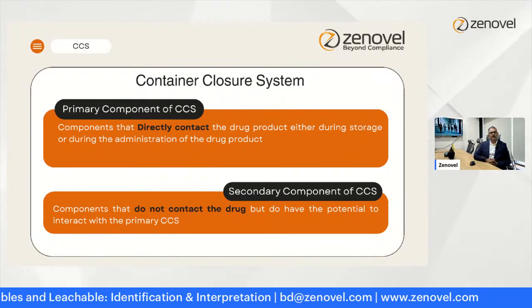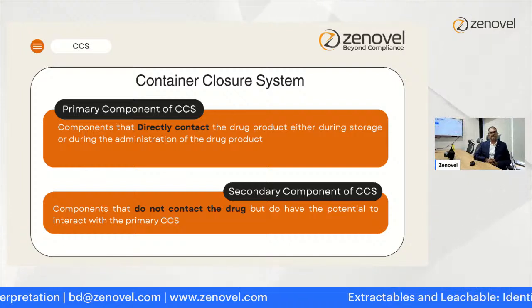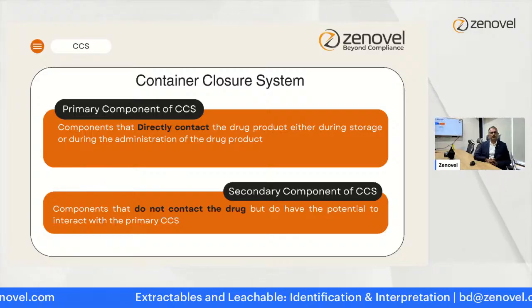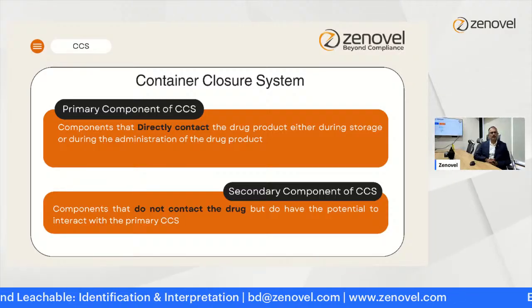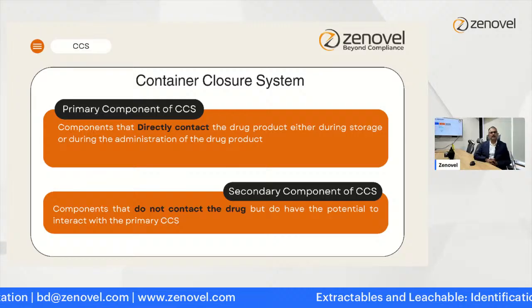We have two kinds of container closure system: one is the primary component and the second is the secondary component. First we will see what the primary component is. The components that are directly in contact with the drug product, either during storage or during administration of the drug product. So they are directly in contact with the drug product.